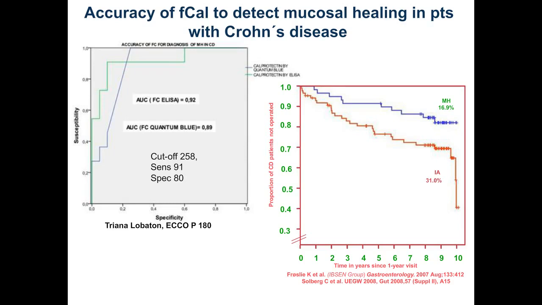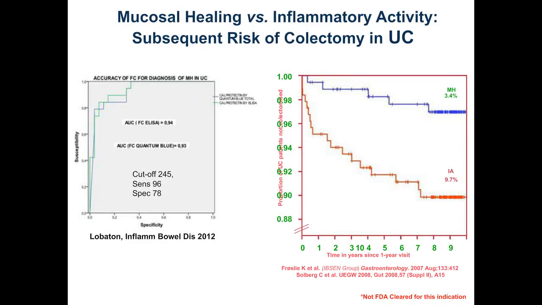And the same story goes for UC, again from Barcelona. You see this very nice ROC curve, area under the curve 0.94, pretty much like to separate IBS from IBD, but this is to separate active disease from inactive disease. And the cutoff was 245. You know what? The other one was what? 258, 245? Let's do it simple. Let's go 250. That's easy to remember, and that's what I use in my clinical practice.